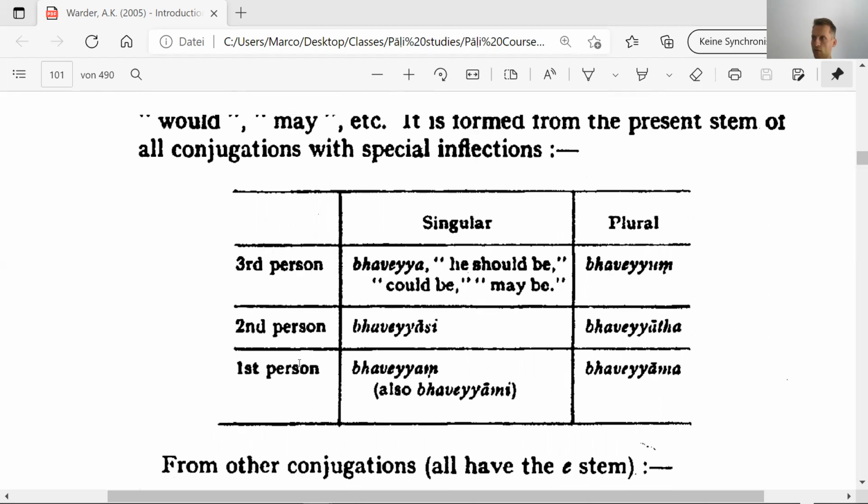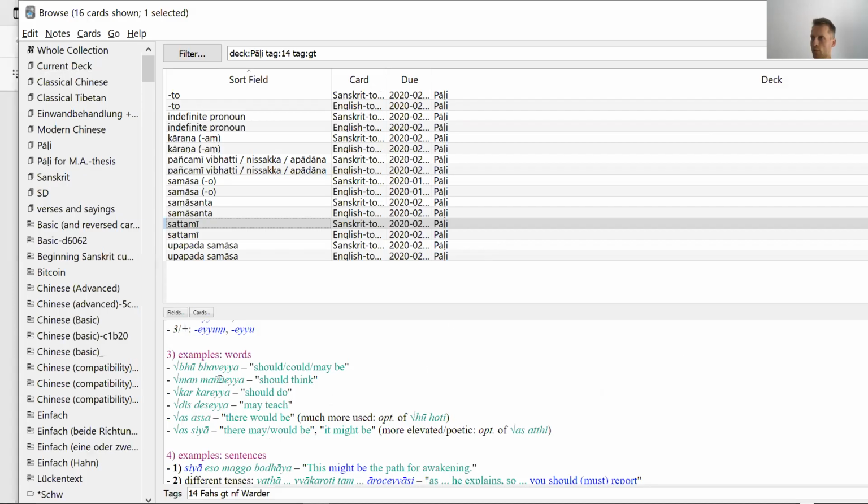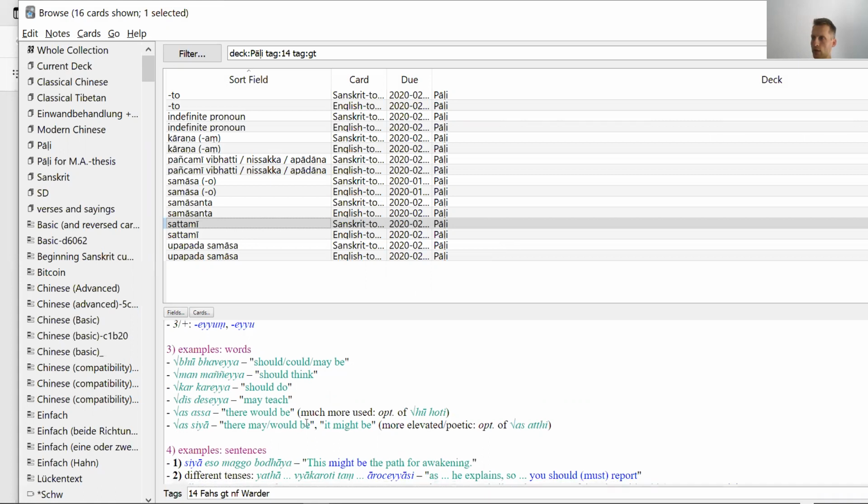Now we have a few examples of this. Like bhu, bhaveyya, he should, could, maybe. Man, manyati, manyeyya, should think. Kar, kareyya, should do. Dis, deseti, deseyya, may teach.